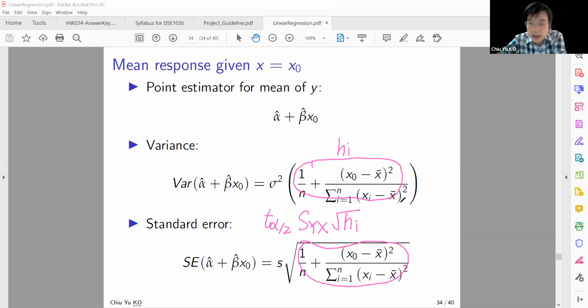Yeah, for ANOVA, F is always one tail. An F test in general can be two tail or can be anything, yeah. But for ANOVA, it's one tail, yeah.